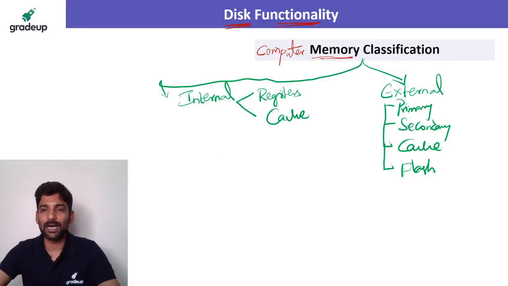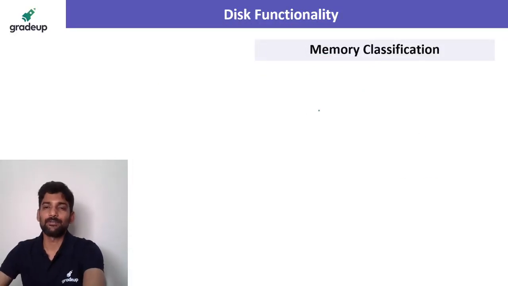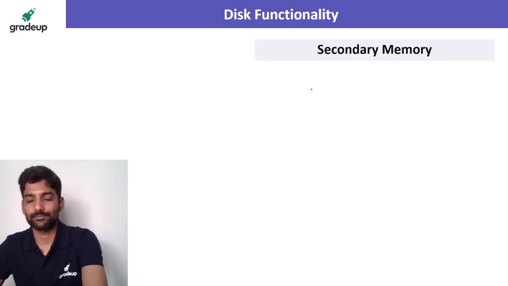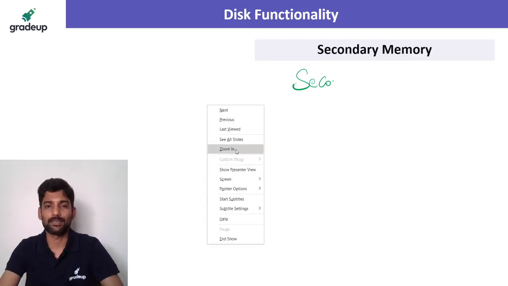Now, under primary, we have RAM and ROM, volatile, non-volatile. Now, our concept is secondary memory, because the disks come under secondary. So, this is the basic classification of memory, guys. Okay. Now, whenever we see this secondary memory, let me erase it.